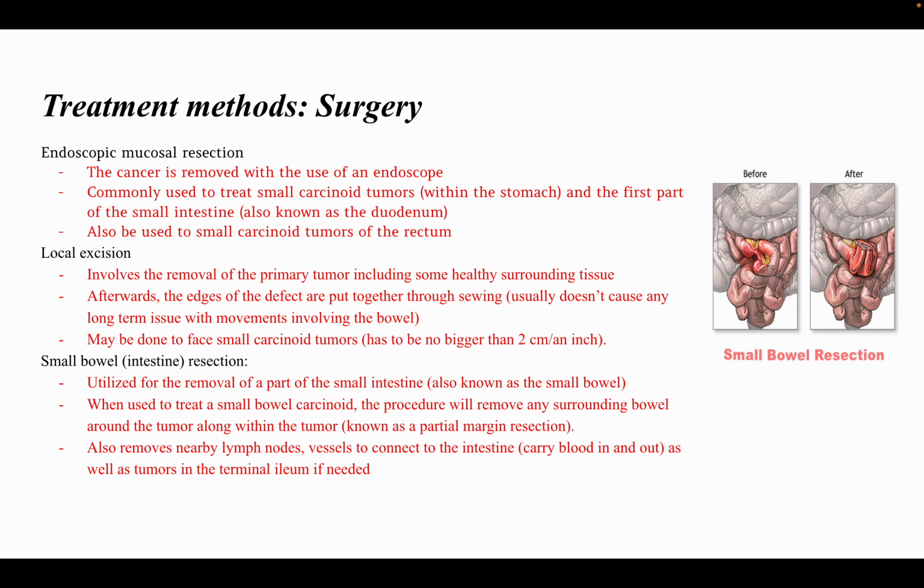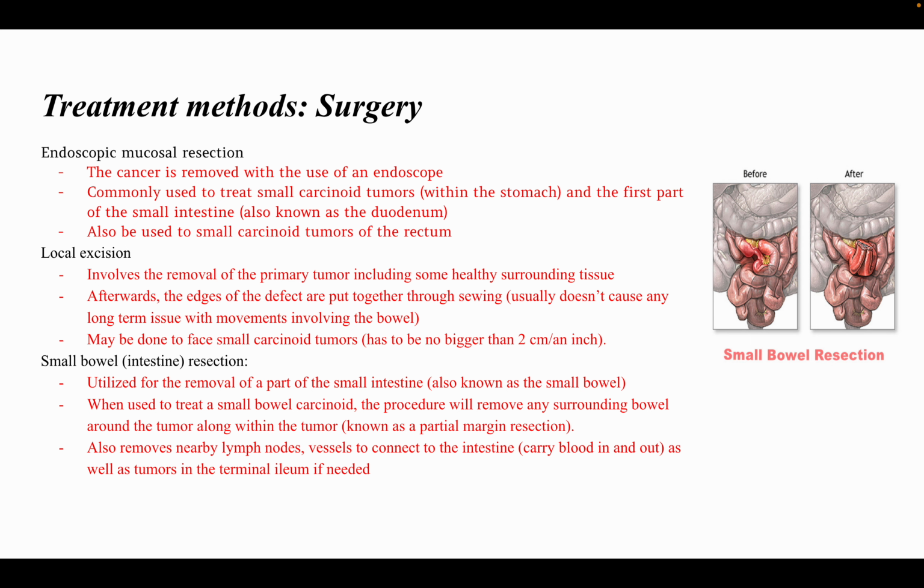Now, next up we have local excision. This involves the removal of a primary tumor, including some healthy surrounding tissue. Afterwards, the edges of the defect are put together through sewing. It usually does not cause any long-term issues with movement involving the bowel. This can also be done to treat small carcinoid tumors, but they can't be bigger than 2 centimeters or an inch.